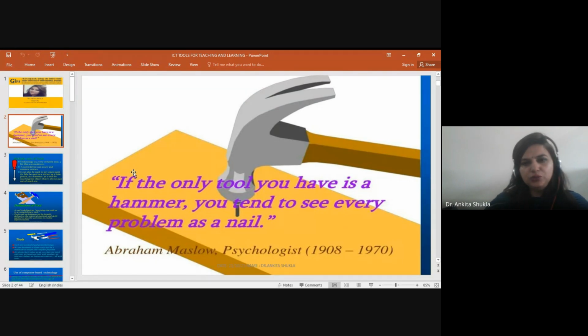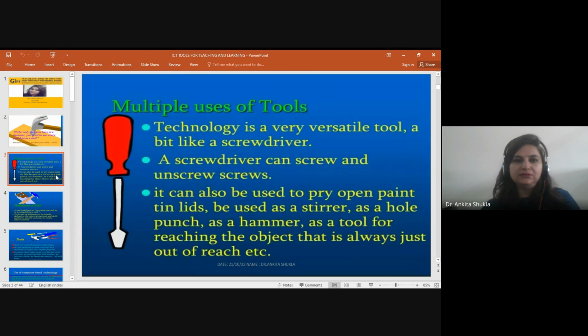If the only tool you have is a hammer, you tend to see every problem as a nail. Abraham Maslow, psychologist, said that technology is a very versatile tool, a bit like a screwdriver. A screwdriver can screw and unscrew screws. It can also be used to pry open paint lids, as a stirrer, as a hole punch, as a hammer, as a tool for reaching the object that is always just out of reach, etc.